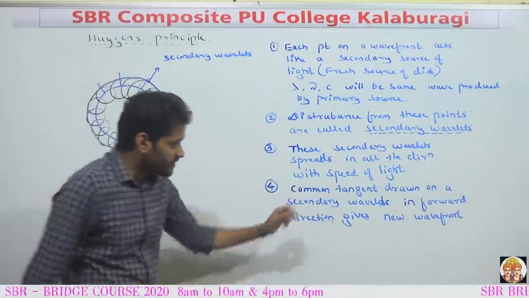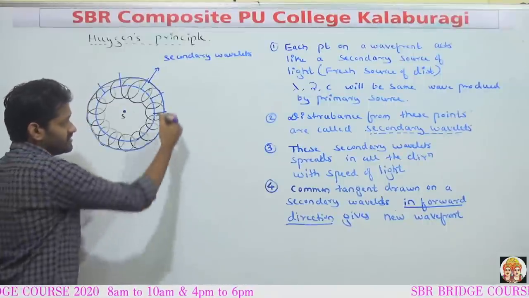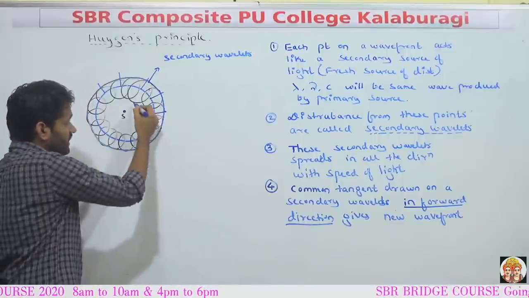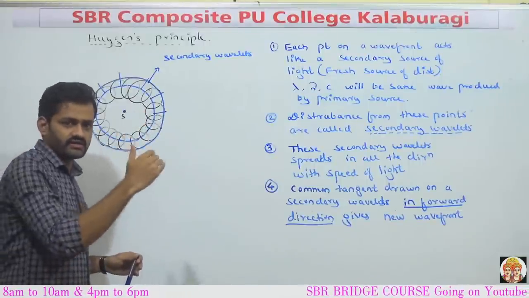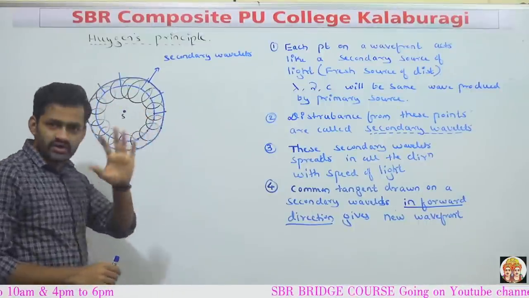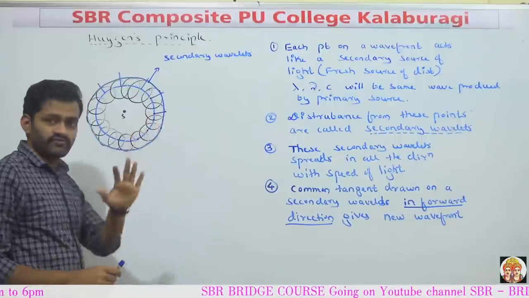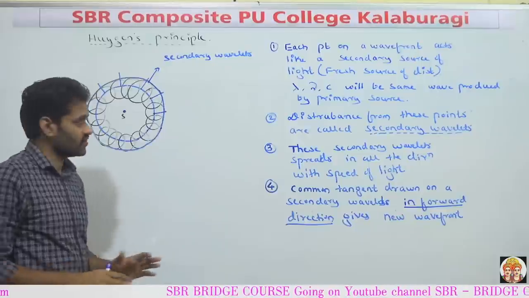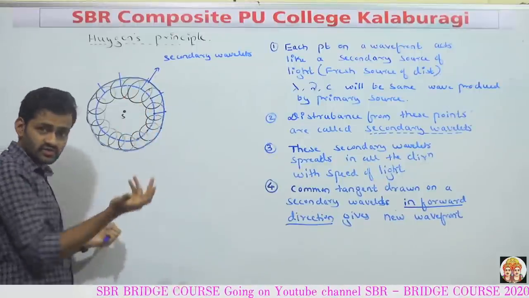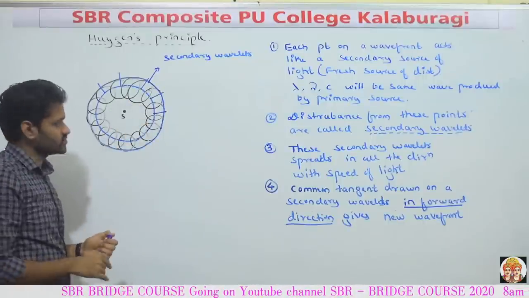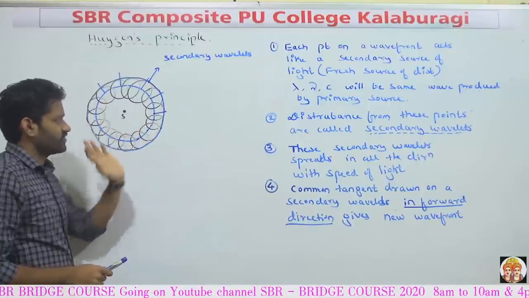See, this is very important. In the forward direction we can draw a tangent, and in the backward direction also we can draw one, but the wavefront will not form there. Why? Because light propagates in the forward direction only, not in the backward direction. We will explain why backward wavefronts do not result. You may ask whether a wavefront will form in the backward direction. No, only in the forward direction will the wavefront form.